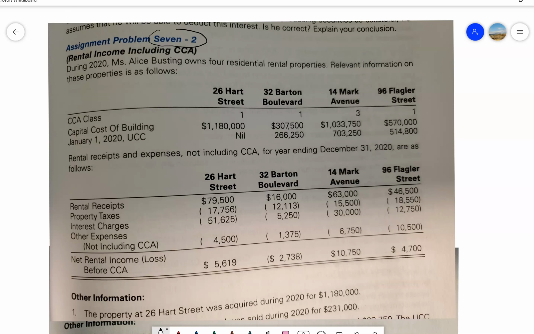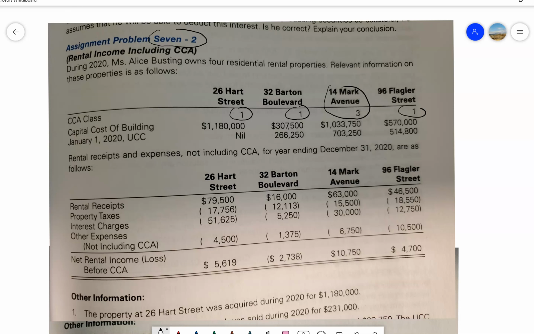And also buildings go into class 1, and they have to go into a separate class 1 if the building costs more than $50,000. Now, prior to 1988, buildings went into class 3. So we notice on this question, the buildings all except for Mark Avenue are in class 1. Mark Avenue is in class 3. So that would be a 5% CCA rate.